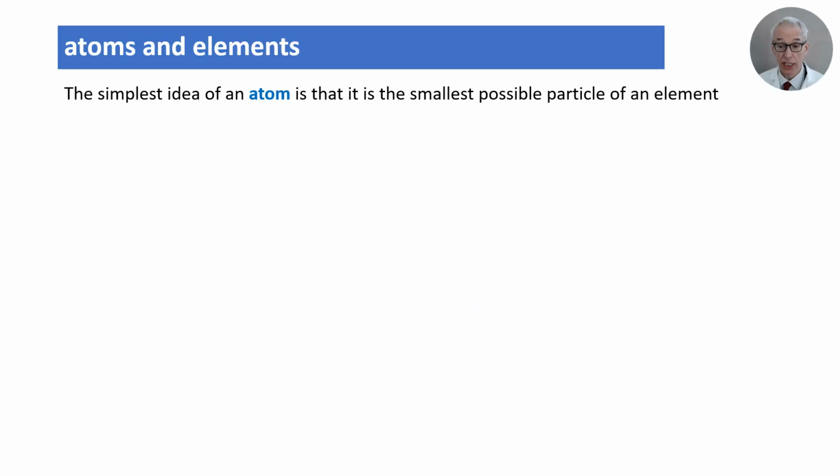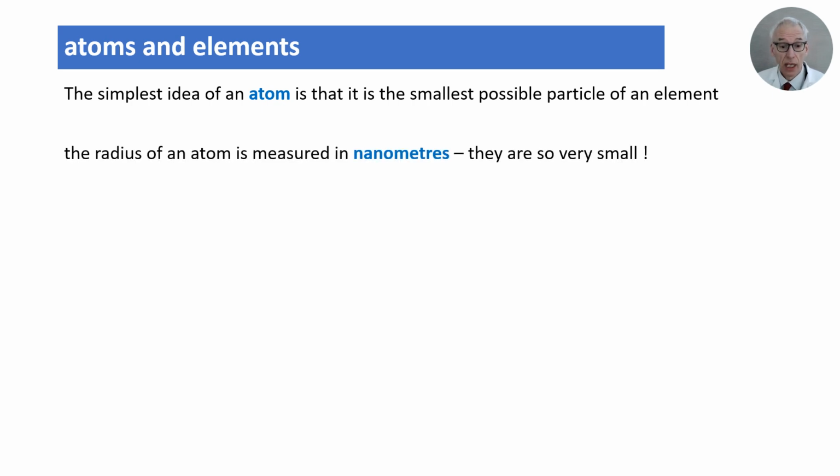The simplest idea of an atom is that it is the smallest possible particle of an element. Now, the radius of an atom is measured in nanometers. That is, they are very, very small. So 1 billion nanometers make up 1 meter.